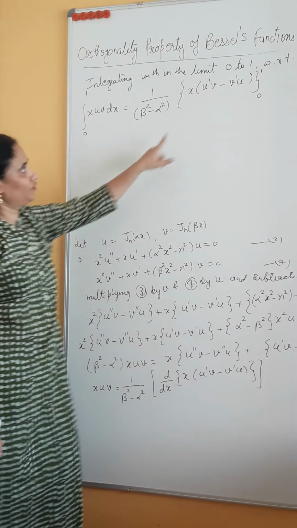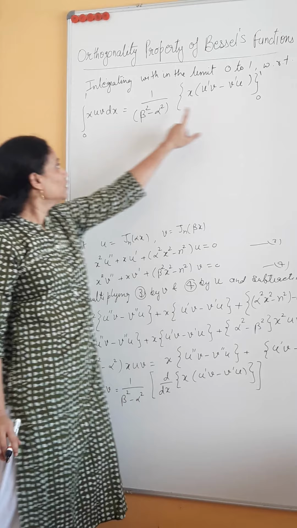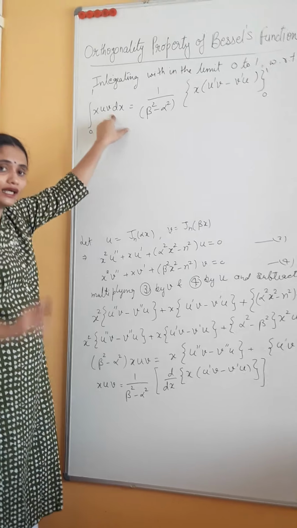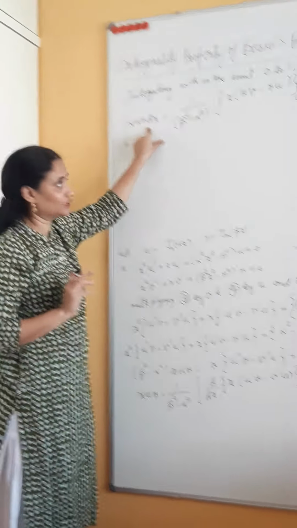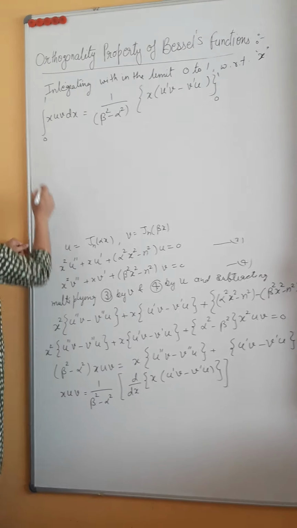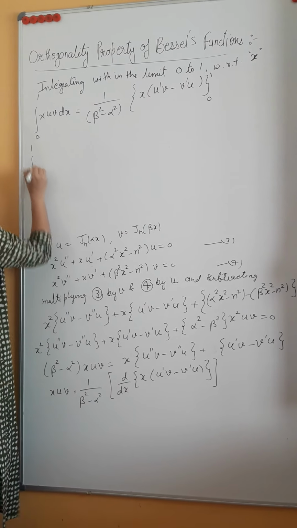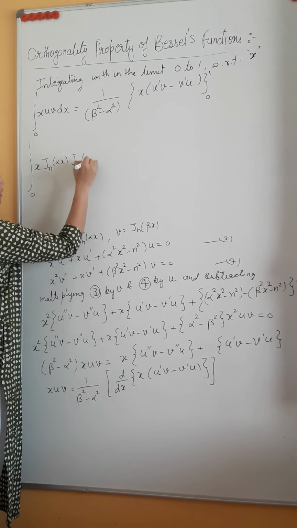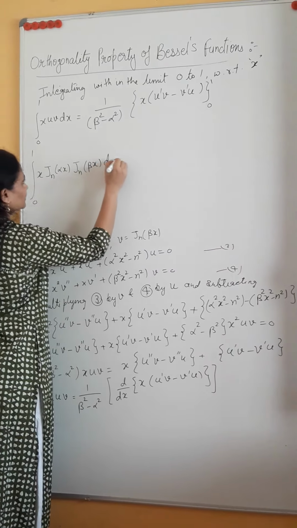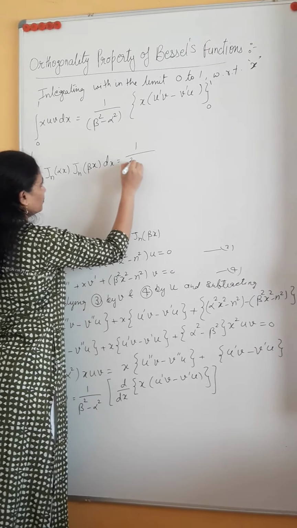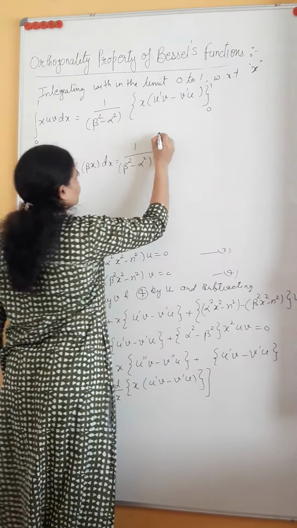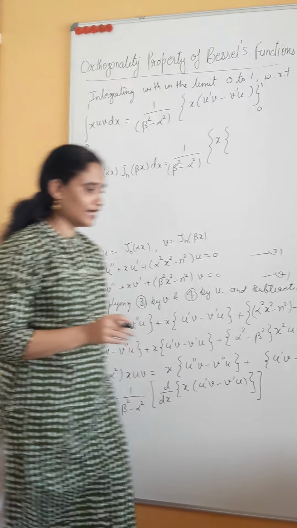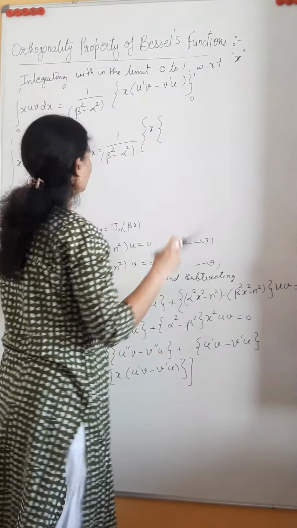So after integration we have applied the limit also, 0 to 1, x is 0 to 1 both sides. Now again, what are u and v here? u and v are J n alpha x and J n beta x. So let's substitute that in the original form. So the left hand side becomes integral 0 to 1 of x J n alpha x J n beta x dx. Right hand side is 1 by beta square minus alpha square, x J n dash. Now what is J n dash? So let's find out what is J n dash.